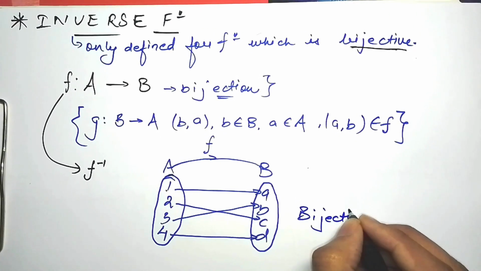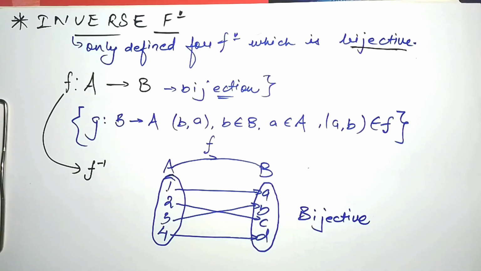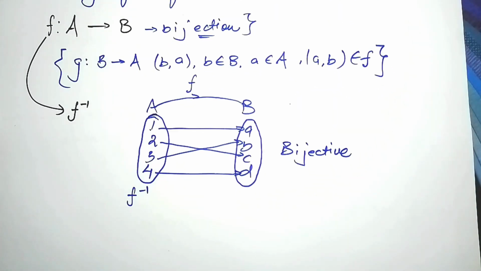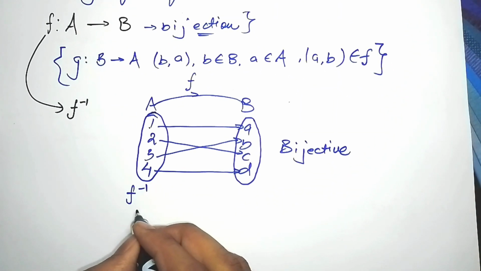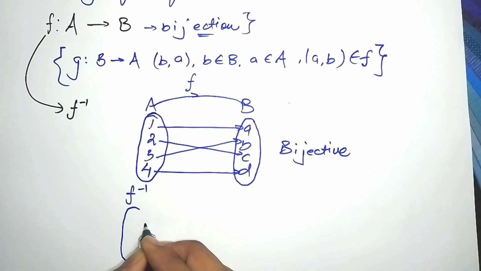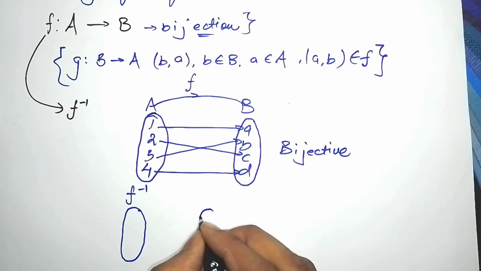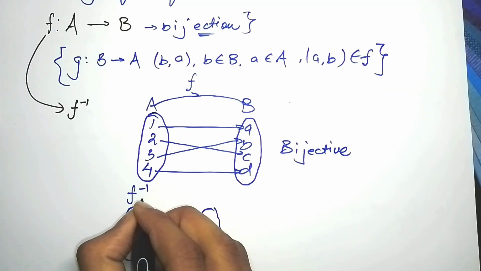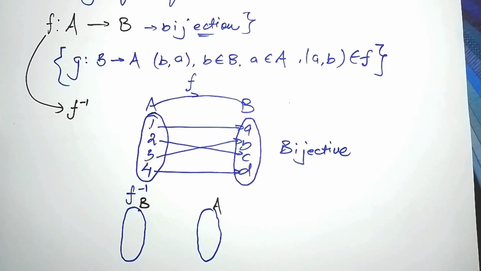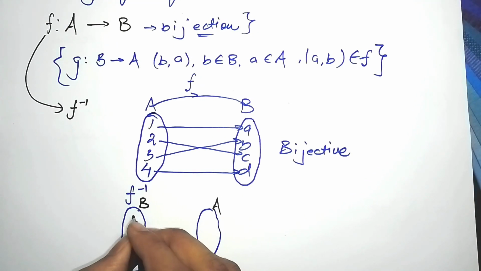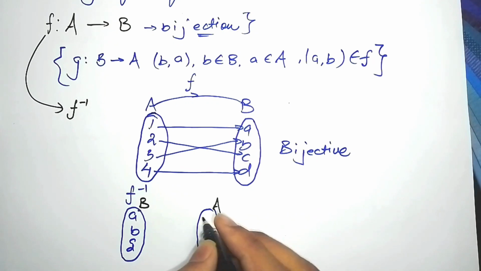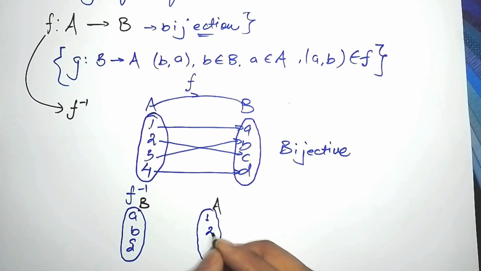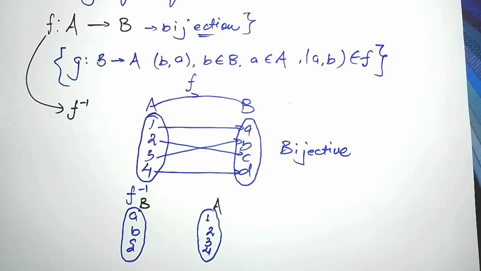And if this function is bijective, then there must exist its inverse. So let this be f inverse. So what would be f inverse? Let me again make a diagram for you and make it more clear to you. F inverse would be defined from set B to set A. This is the set B and this is set A. Let me write the different elements of set B. So the elements were a, b, c and d. The elements here were 1, 2, 3 and 4.